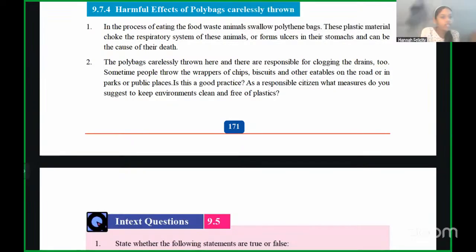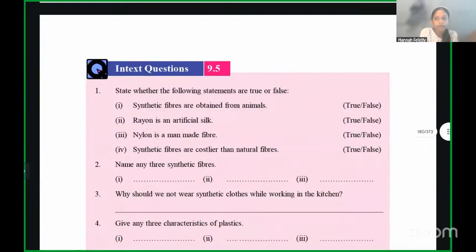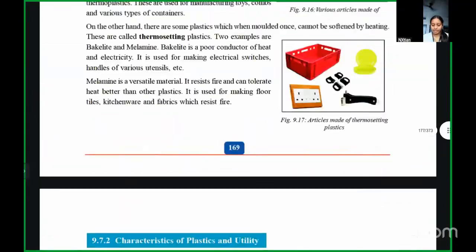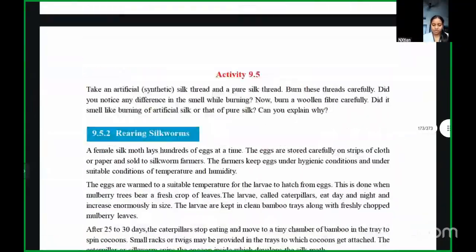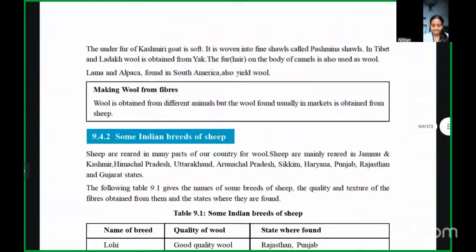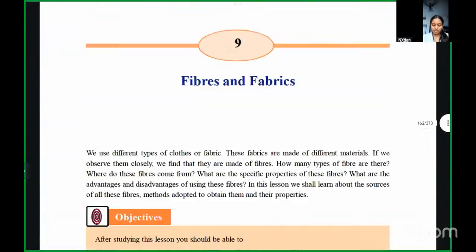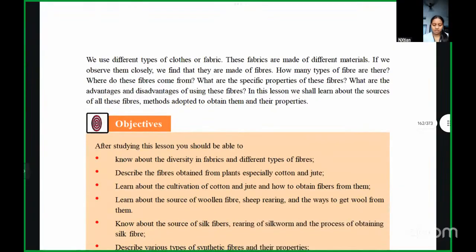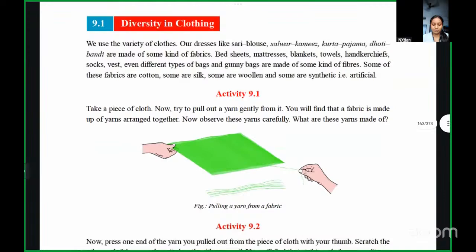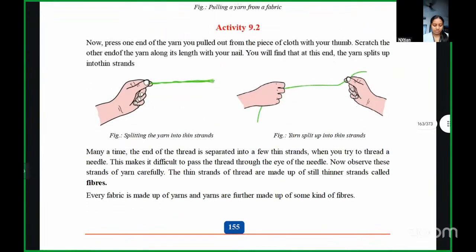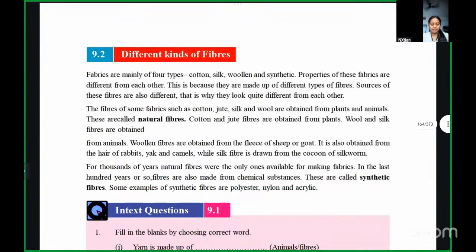Ma'am, could you give us an idea of how to prepare? Yes, I can do that. You have to start with what is fiber and what is fabric. The meaning of fiber and the meaning of fabric. Here it is written, fiber and fabric. Then you have to prepare the types of fibers.